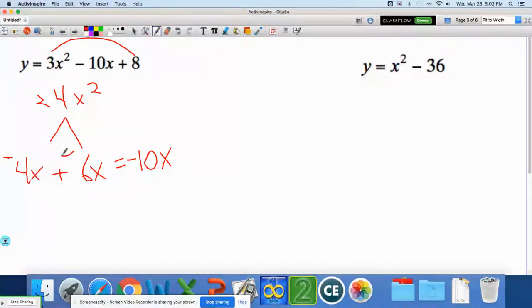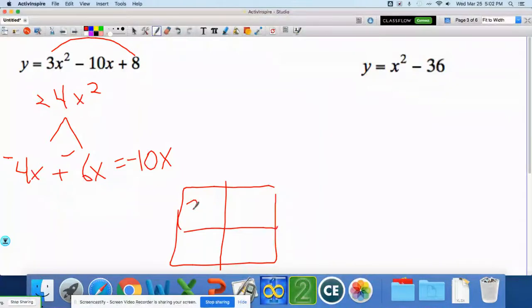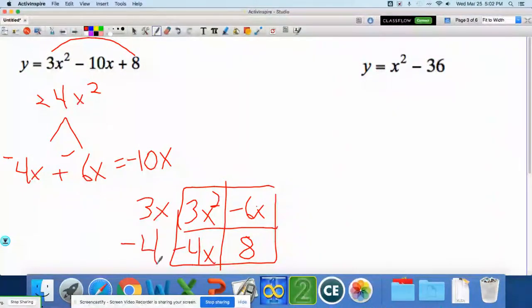Okay. We draw our box. First term was 3x squared. Last term was 8. Negative 4x, negative 6x. GCF here is going to be a 3x. And down here will be a negative 4. Here's just a plain x. Nothing goes into 3 and 4 together. And here it's going to be a negative 2.